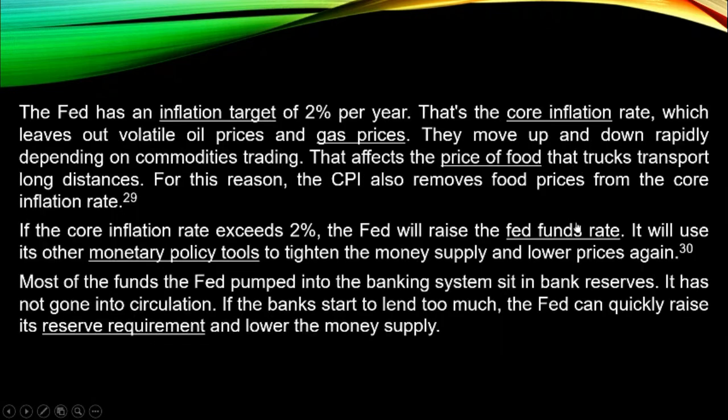So the Fed targets inflation of 2% per year. That is the core inflation rate, which leaves out volatile oil prices and gas prices. They move up and down rapidly depending on commodities trading, and the effect of the price of food and drugs of transport and distances. For this reason, the CPI also removes food prices from the core inflation rate.